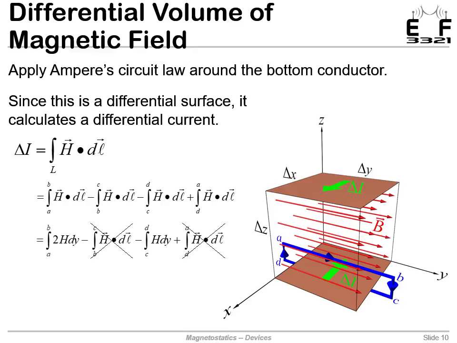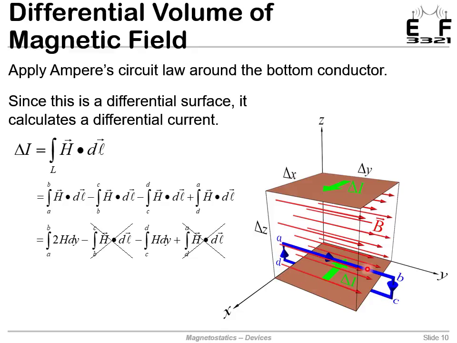Right away, we can see that the magnetic field is in the y direction. So when we're integrating in the z direction, there is no component of the magnetic field in the z direction. Those two line integrals become 0, and we don't have to deal with them. We have two other line integrals: from A to B, and from C to D.